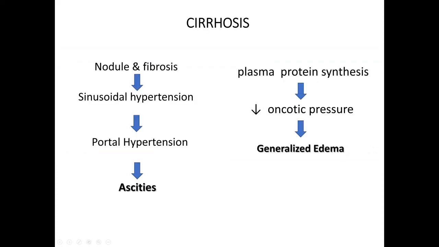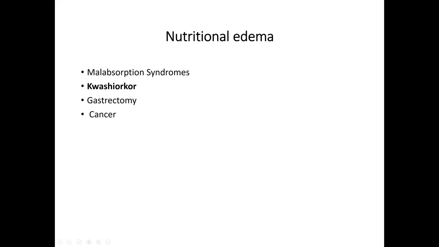Edema in liver cirrhosis, whether there is nodule or fibrosis, leads to sinusoidal hypertension, which leads to portal hypertension, resulting in ascites. On the other hand, in liver cirrhosis, there is decreased plasma protein synthesis, decreased oncotic pressure, and generalized edema. Nutritional edema is seen in malabsorption syndromes, Kwashiorkor's disease, gastrectomies, and cancer.